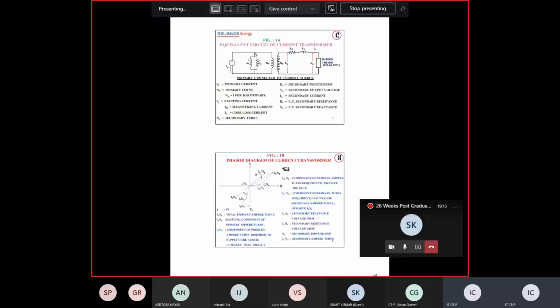Whenever we discuss next the technical specification, how the burden, VA, right? We'll discuss whether it is CT or CVT. We expect everybody knows this. We are not giving much time here. If people are not understanding, again we'll go.